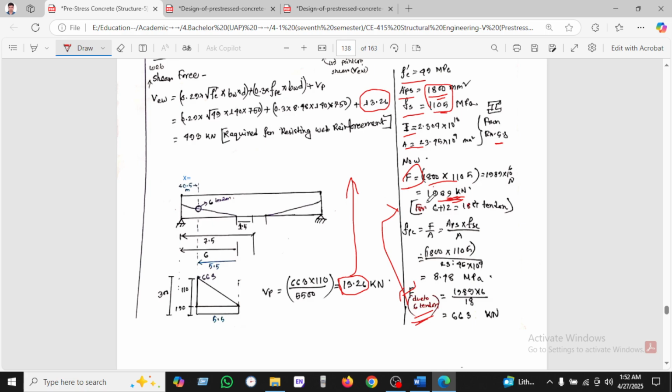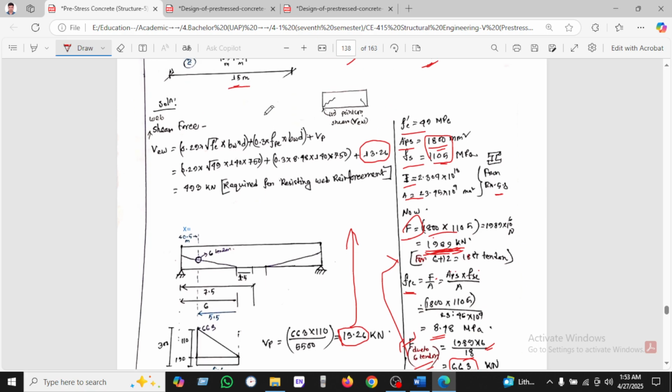We know there are 18 tendons in total. We know this from below, 1989. So 1989 divided by 18 and multiplied by 6 gives us the force for 6 tendons. Now we calculate the stress and the pre-stress in the concrete using this formula. Force means area into stress, and putting this below we find this.